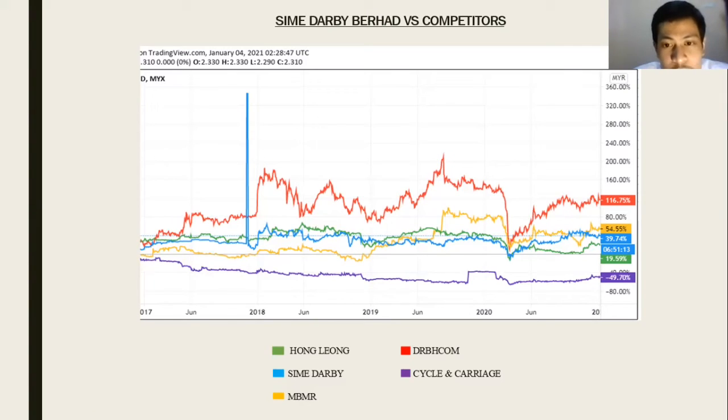Moreover, Cycle and Carriage Berhad was the lowest in price of all the competitors when we compared. The highest price reached was just RM3.19 in February 2017, and the price kept decreasing until November 2019. After that, the price remained RM1 and above, but not over RM3.